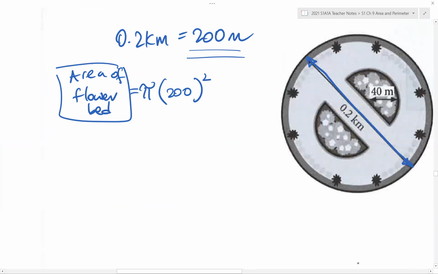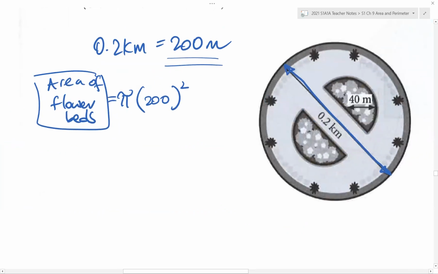Pi r square. What is the value for r? What is the value? Okay, then what's the diameter? Do you know where the radius is for the flower bed? You don't know where the radius is? Do you know what radius is? You know what radius is.